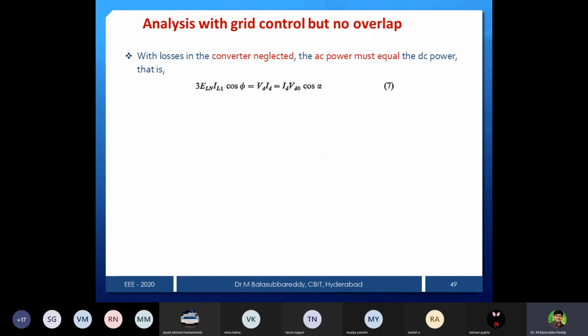As we derived the Vd expression, in the previous expression on the output side, Vd is Vd naught into cos alpha. That is your output expression. Now I just replaced that Vd in the power with Vd naught into cos alpha. Id as such you can keep.